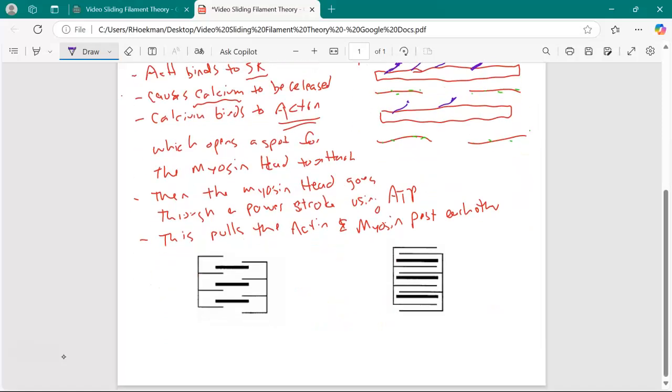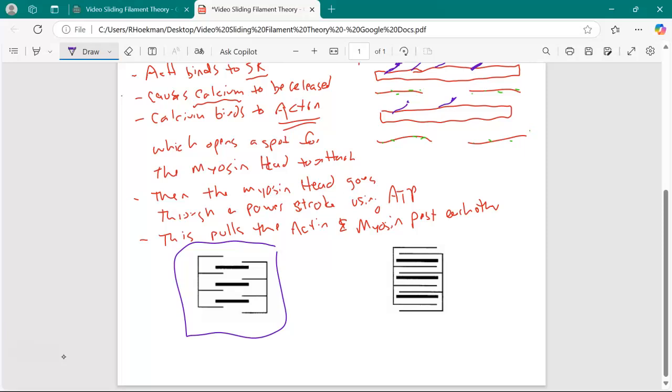So if we look here, this first one, we have our actin, we have our myosin, actin, myosin. This is before calcium binds and opens up a space. Okay, so calcium binds, opens up a space, and then the myosin heads pull the actin and myosin into each other. So it's kind of like taking two combs. They take up quite a bit of space, and then you put the teeth of the combs together. That's kind of like how a muscle works.